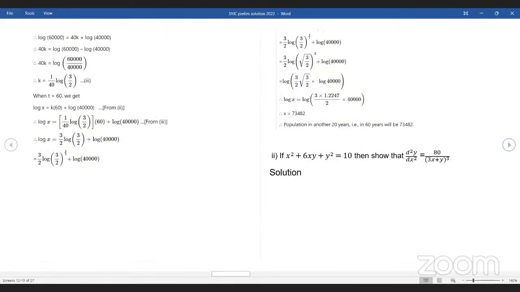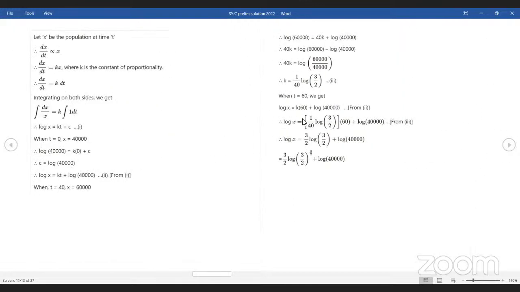Then we get the value of K. As we find the value of K and C, all these values we will substitute and use the last given thing, T equal to 60. That last given thing we apply here. So we get the final answer here: log x equal to 3 by 2 log 3 upon 2 plus log 40,000.